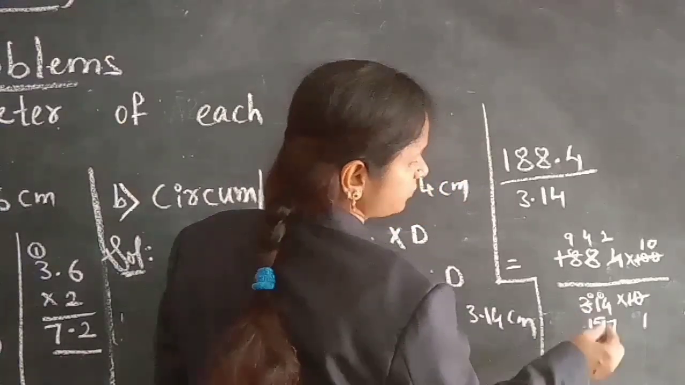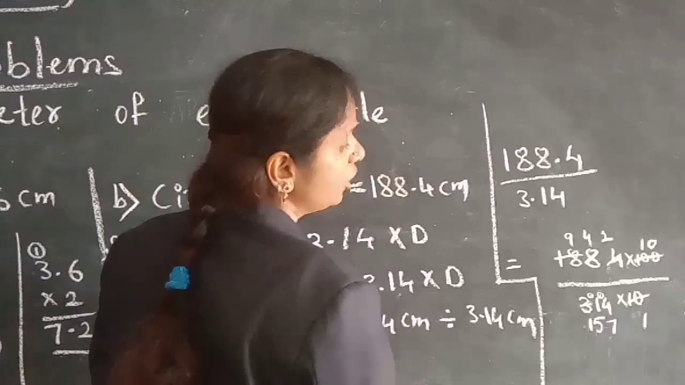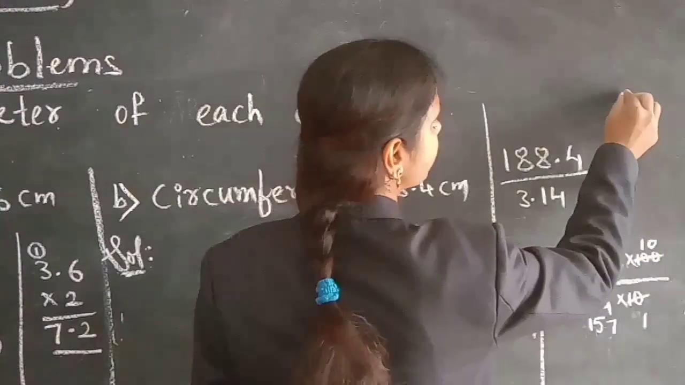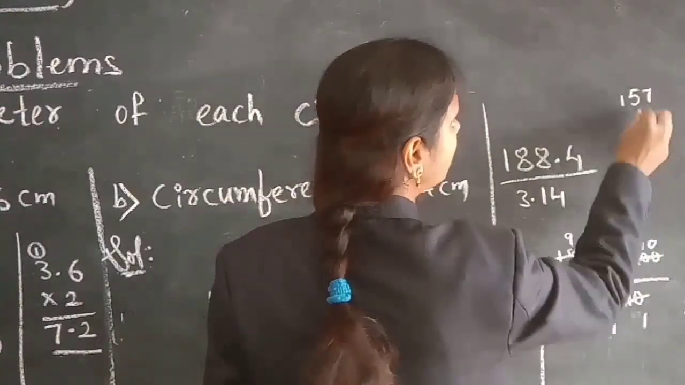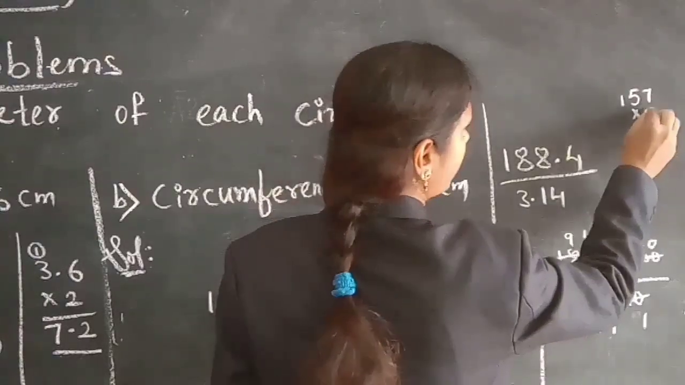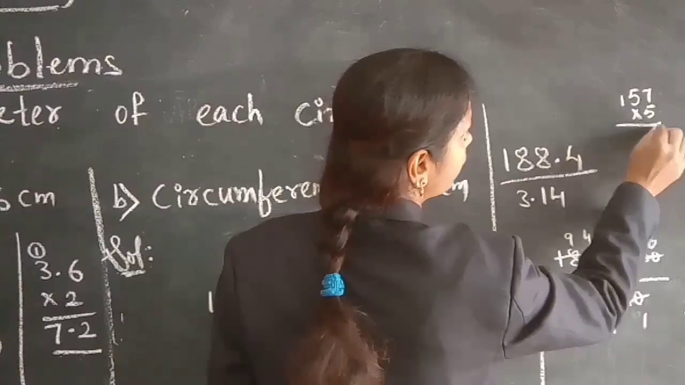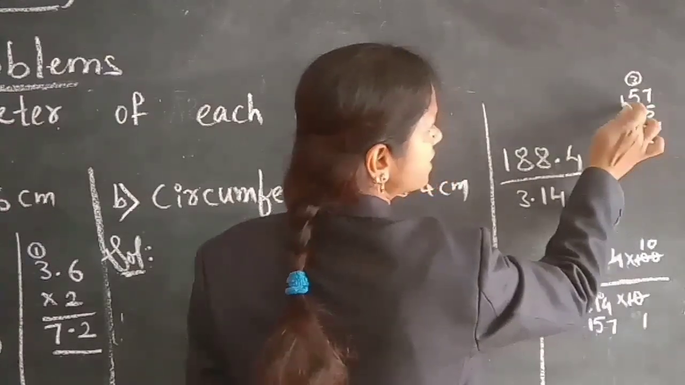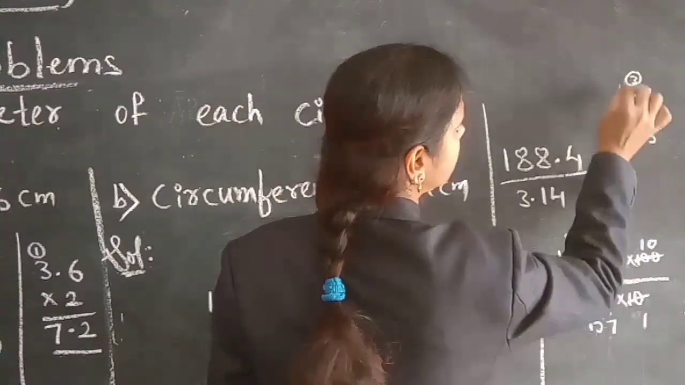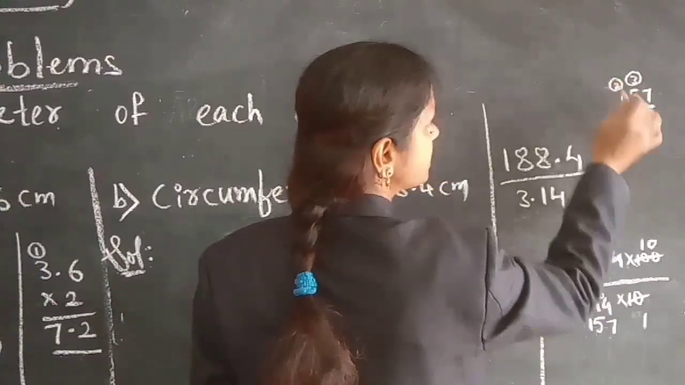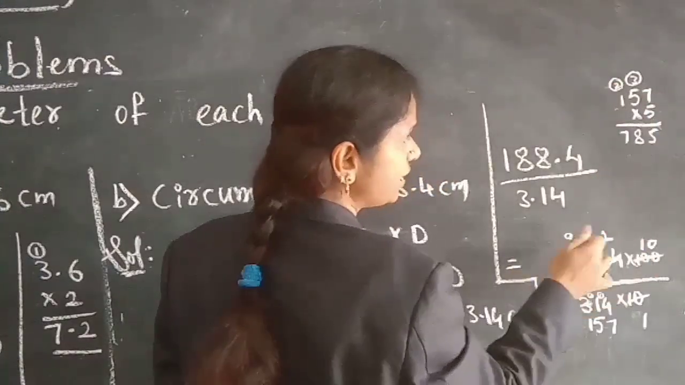Now coming to here, again in which table can you cancel here? In the 157 table you can check. 157 multiplied by 5. Let's check with the 5 table, okay? With the 5. 35. 5 5s are 25, 28. 5 1s are 5, 6, 7. So 785 is the smaller.